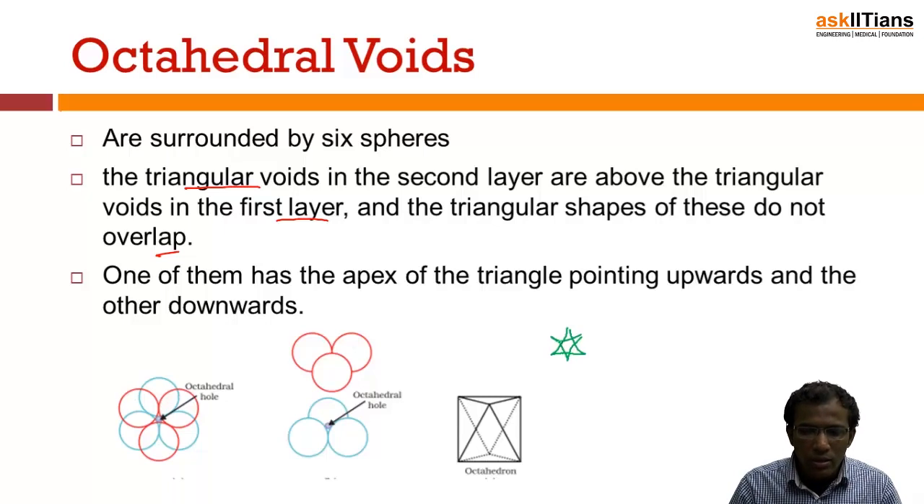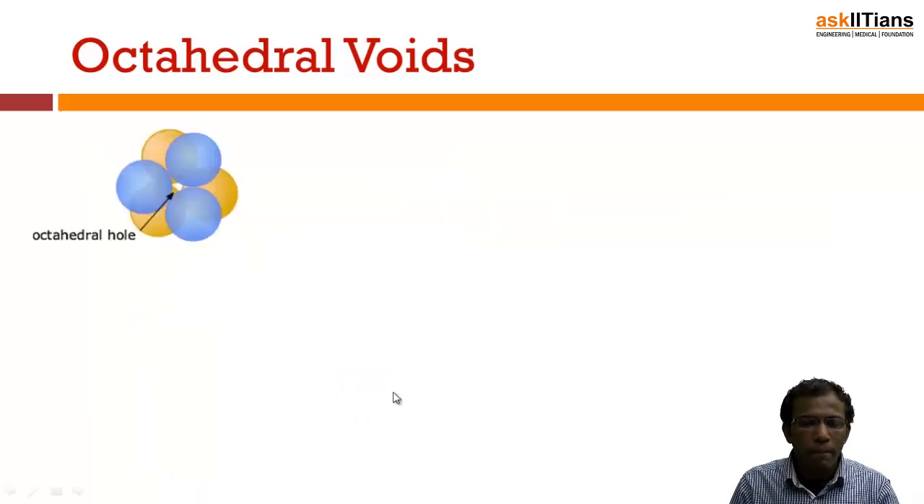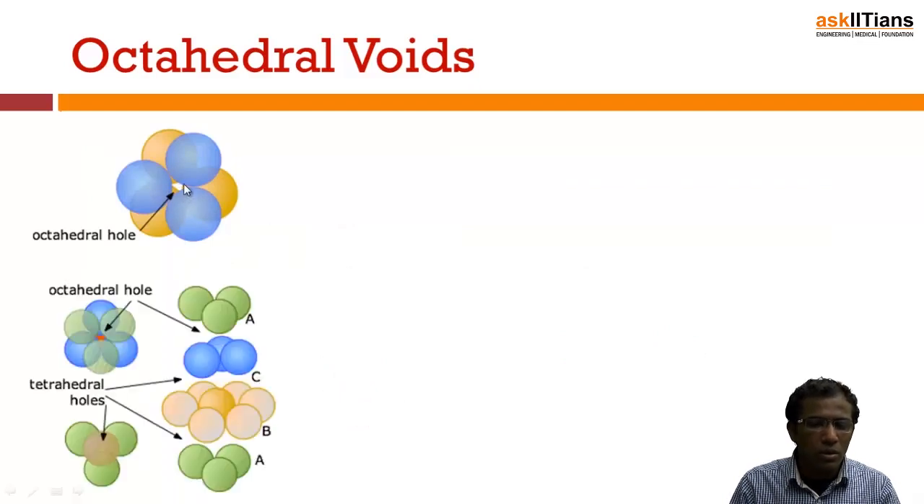Okay, and you can see one of them has the apex of the triangle pointing upwards and the other has the apex pointing downwards like this. Okay, so this is known as octahedral void. Yeah, you can see here this is the octahedral void formed, and this is the tetrahedral void formed.